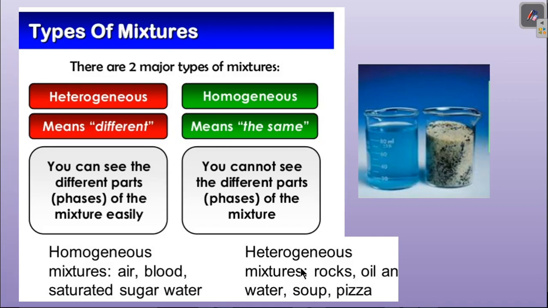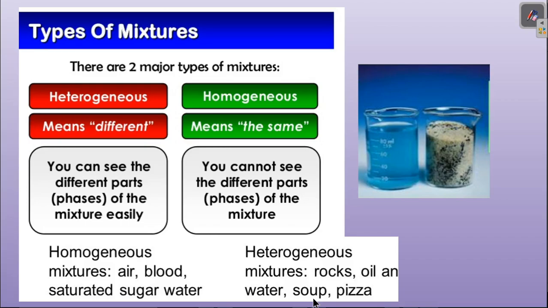Other examples of heterogeneous mixtures: you have your rocks, your oil and water. So if you put those two together, you'll see that they separate, with the oil at the top and the water at the bottom, by density. We did an experiment that was similar to that in module 1. Soup. Wow. So you can see the pasta floating, and the veggies are floating in there.